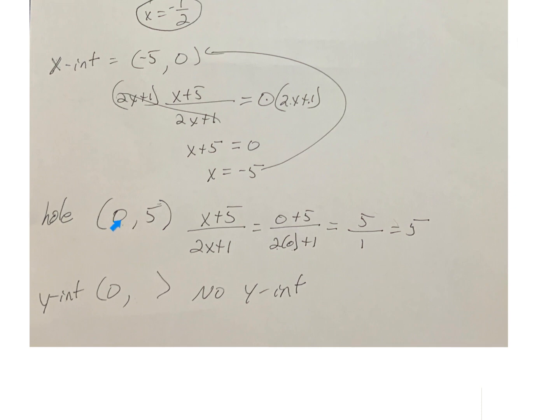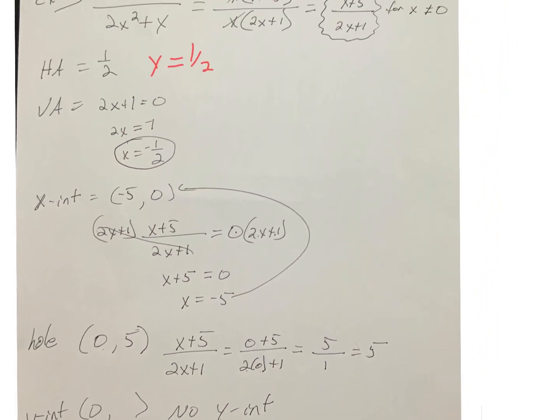Now real quick, pay attention, if your hole is (0, 5), then you should recognize this as the y-intercept. A y-intercept is whatever the value is when x is 0. Well, if this is (0, 5), this is the y-intercept. However, if this is our hole, then we do not have a y-intercept. There would be no y-intercept in this example, okay?